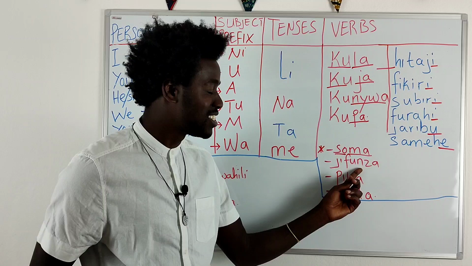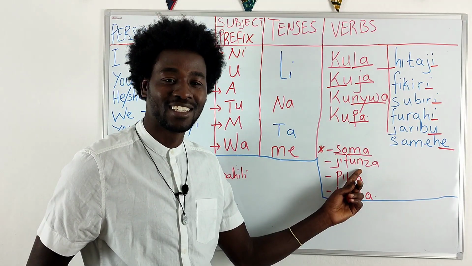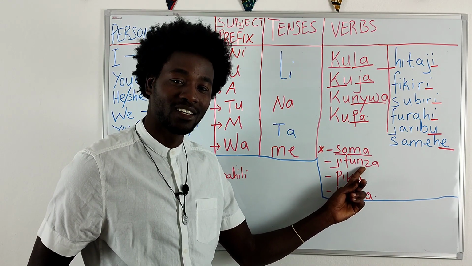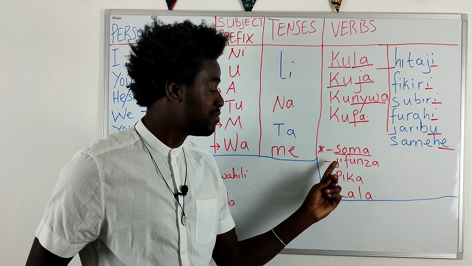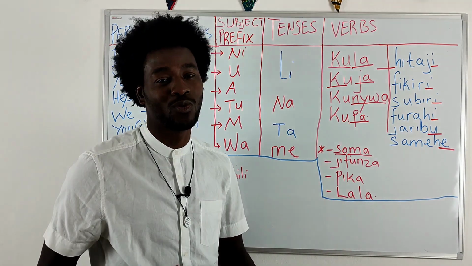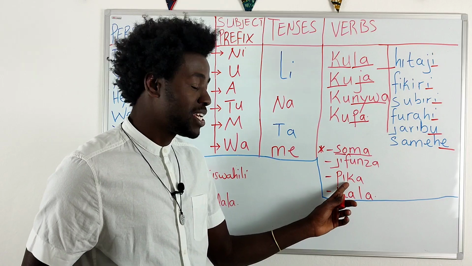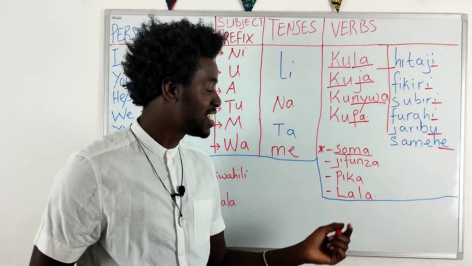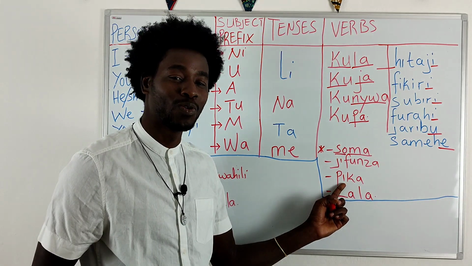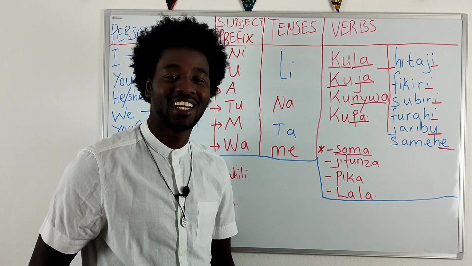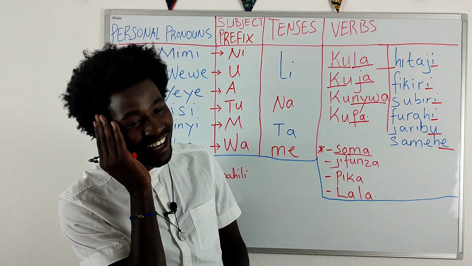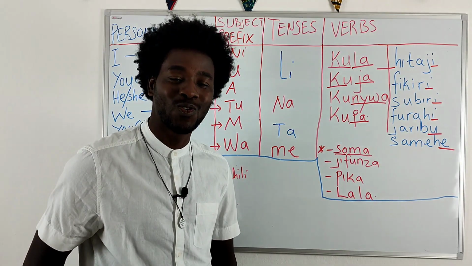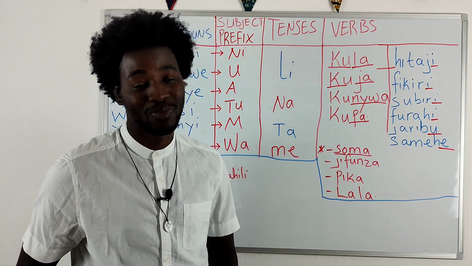And jifunza, this is learn, or study. Jifunza. Learn. And with the infinitive it is kujifunza, which means to learn. Pika. This is cook. And with the infinitive it is kupika, which is to cook. And the last one is lala. Lala. Sleep. And with the infinitive it is kulala, to sleep.